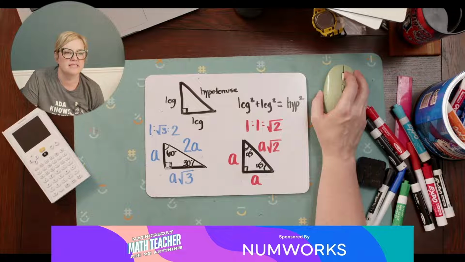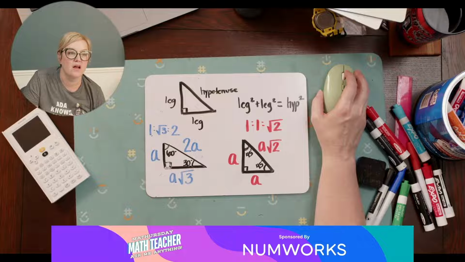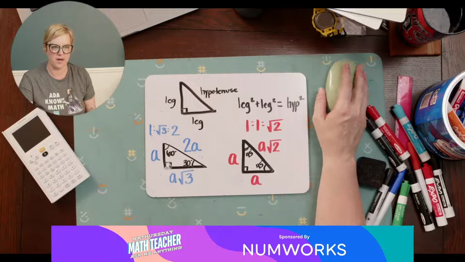How do you find a missing side length by only using the angles of a right triangle? Oh, okay. So we can kind of talk about that.